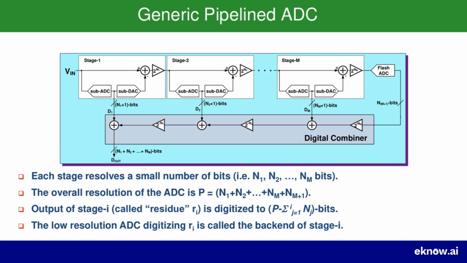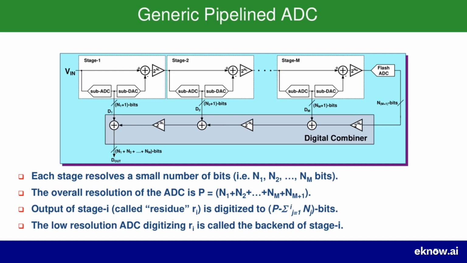Instead of trying to convert an analog signal to a high-resolution digital number all at once, which can be slow and complex, we break the problem down into a series of smaller, faster steps. Think of it like an assembly line. Let's follow the input signal, VIN, as it enters the first stage, stage 1. The first thing that happens is that a low-resolution sub-ADC takes a quick look at VIN and makes a rough digital estimate. It resolves just the first few most significant bits of the final digital word, which we call D1.